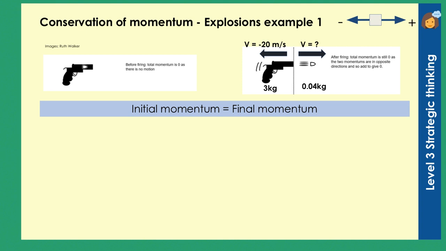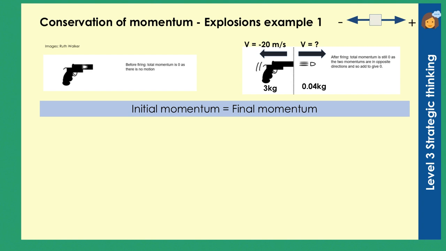And the law of conservation of momentum says that the initial momentum is equal to the final momentum, which means the momentum before and after an event stays the same. The word conservation means something which does not change. So we're going to prove it with some mathematical calculations.